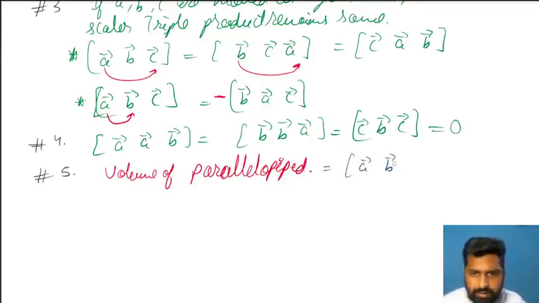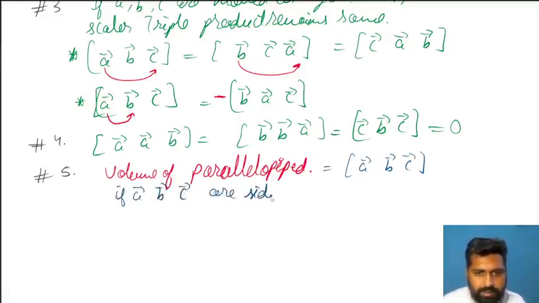A, B, C, if the A vector, B vector and C vector are sides of the parallelepiped.